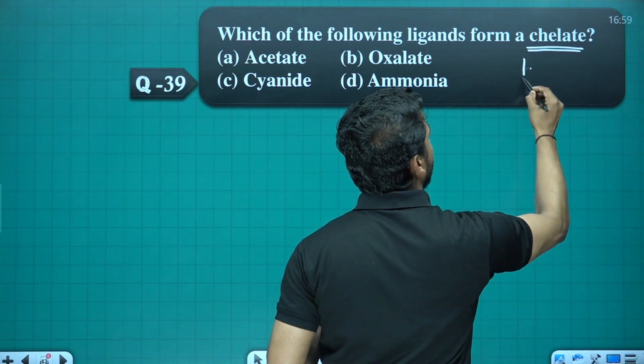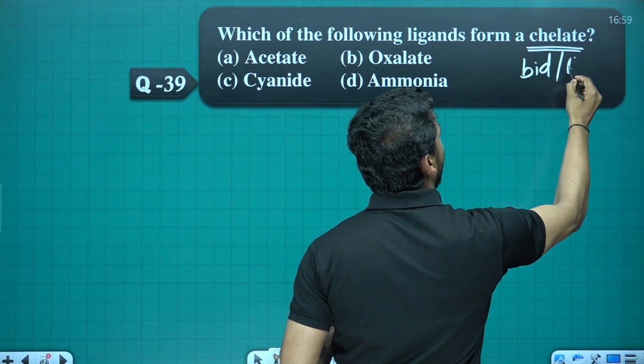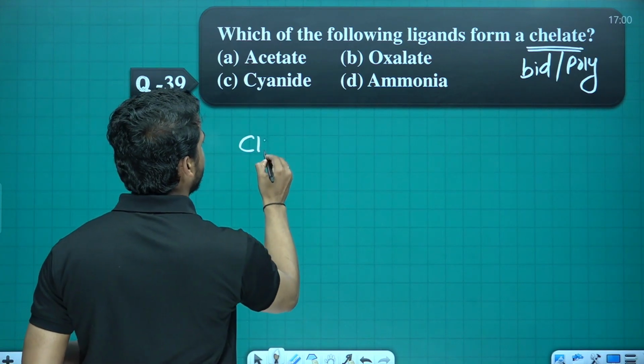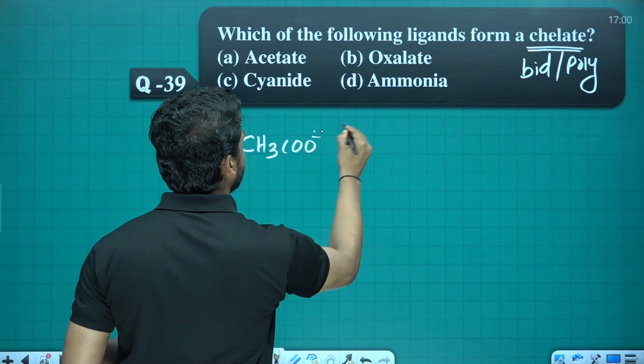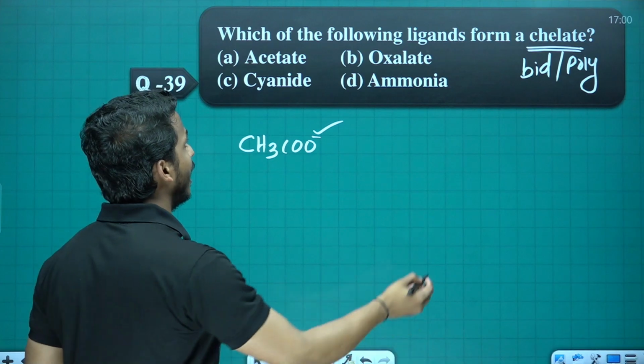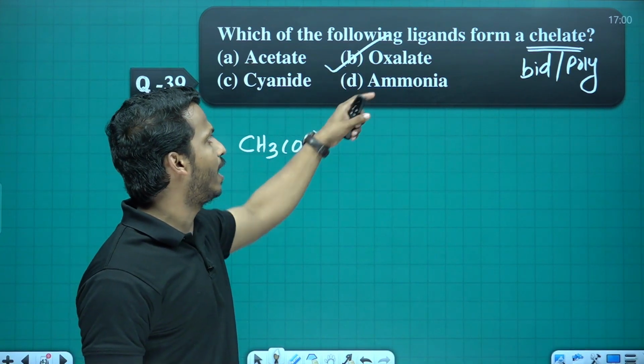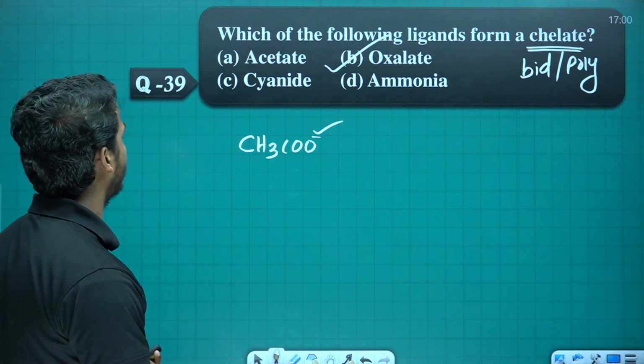Which of the following ligands form a chelation? Chelation is formed by bidentate or polydentate ligands. You know, acetate. Acetate is what? CH3COO minus. It is a monodentate ligand. Oxalate, yes, oxalate is a bidentate ligand. You know, cyanide is monodentate, ammonia is also monodentate.